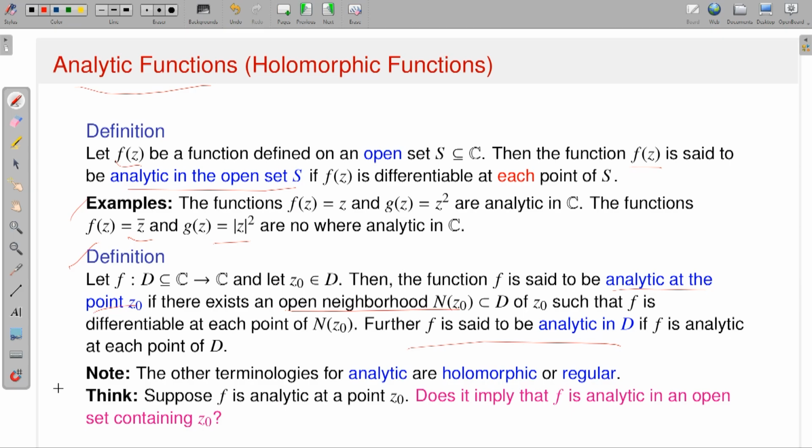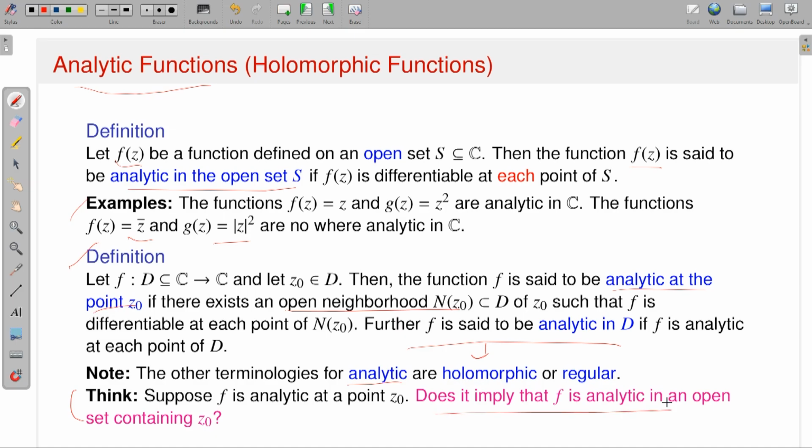Then I raise a question about terminologies like analyticity, holomorphic, or regularity. The same definitions will work, but different books have different notations. For example, if you go through Conway's book, I think they use holomorphic functions. Then I raise a question: suppose you have an analytic function at a point z naught.